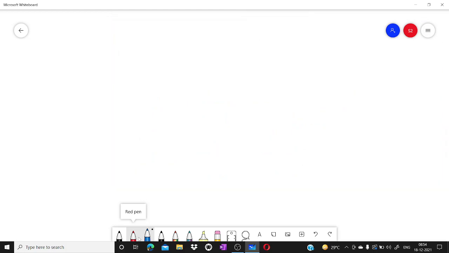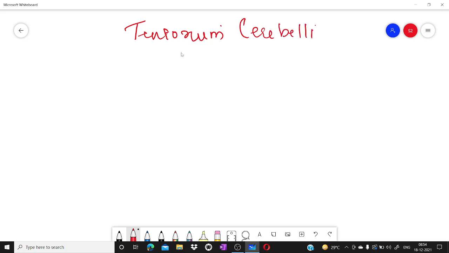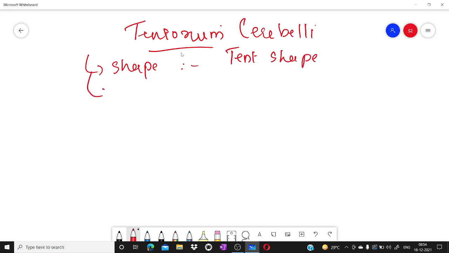So first we are going to discuss the tentorium cerebelli. Look at the name. So what is the shape of this dural fold? Shape is tent shape. What is the importance?